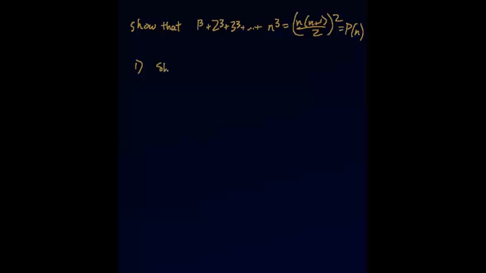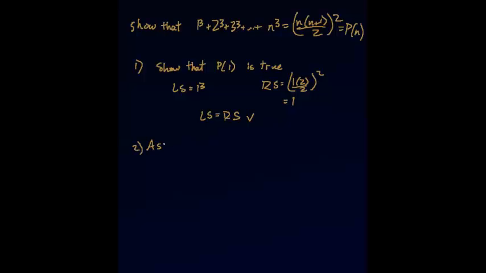Step 1, show that P1 is true. So the left side is equal to 1 cubed, which is equal to 1. The right side is equal to 1 times 2 divided by 2, squared, which is equal to 1. Left side equals right side. Therefore, P1 is definitely true.